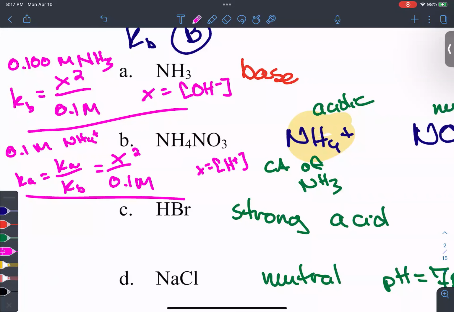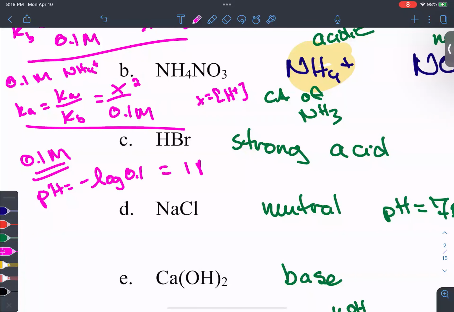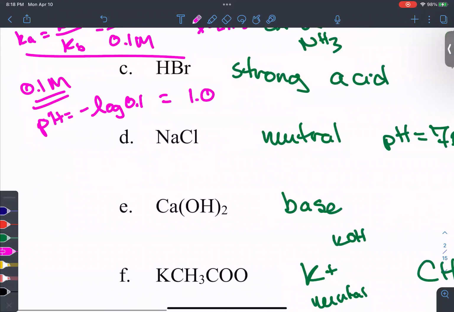All right, next one. HBr. If you have 0.1 molarity of HBr, what is the pH? It's 1. It's just 1, because we just put this concentration into the pH calculation. Equals negative log 0.1, so it's equal to pH of 1.0. It's a strong acid. Okay. What about NaCl? It's just 7. Yes, because it's a neutral salt. Doesn't matter what concentration it is.